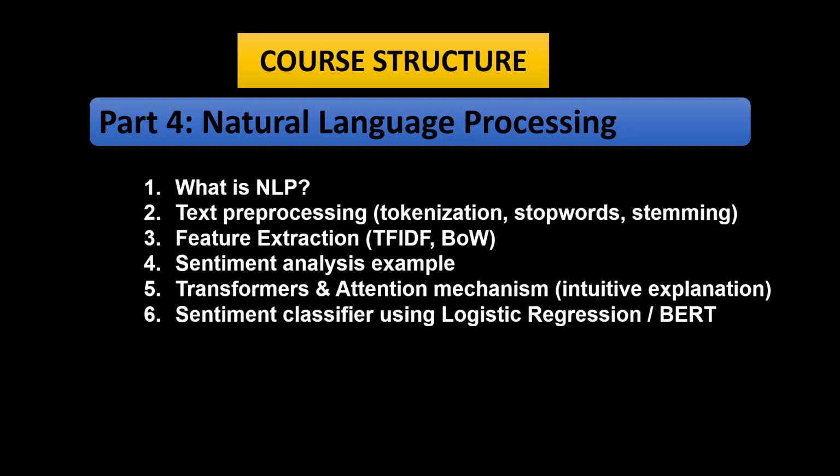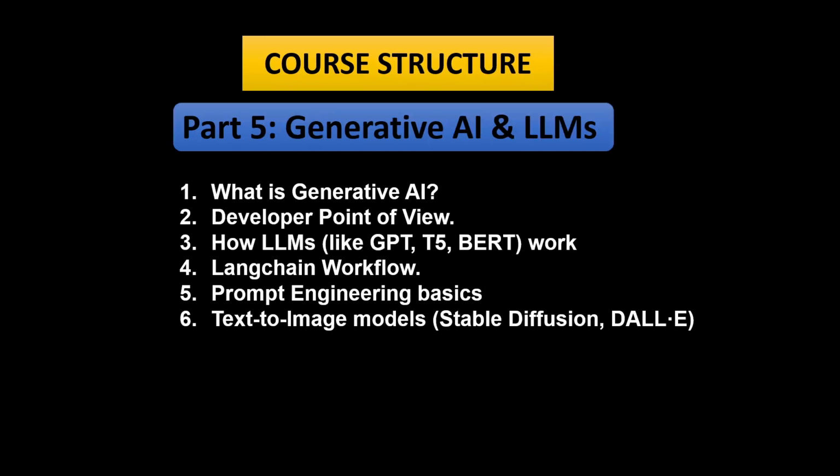We will give some examples of sentiment analysis. Then we will move to transformers and attention mechanism. And then we will build some project like a sentiment classifier. Part 5. This is the most advanced and recently used part, that is generative AI and LLMs. So generative AI basically has two parts. We will divide Gen AI into two parts.